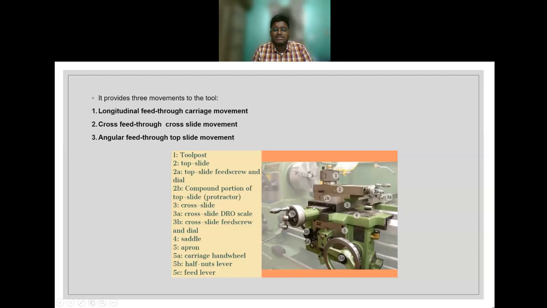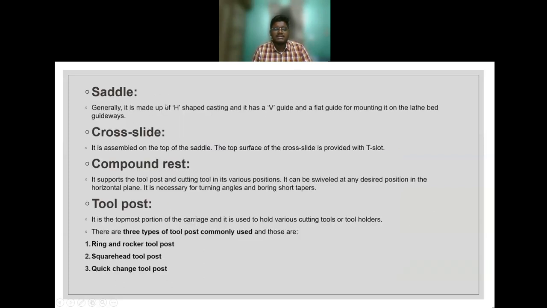And the apron is the front part which has all the mechanisms. And the 5C is the lever, which is moved by hand. The saddle is made up of an H-shaped casting, and it is provided with V and flat guides mounted on the lathe bed. And the cross slide is the assembly on top of the saddle.